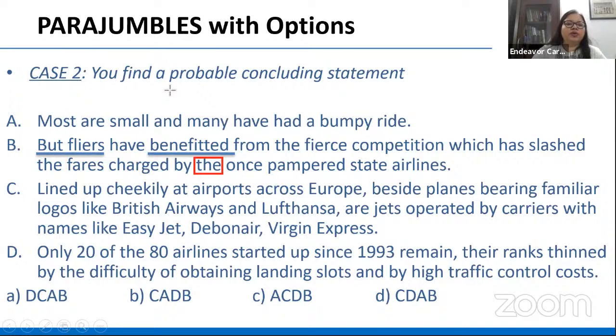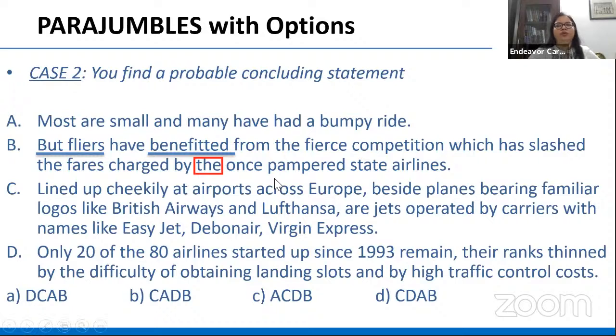Next. So, we're talking about airlines here and somebody has benefited, flyers have benefited. So I can almost anticipate somebody else has not benefited. If flyers have benefited, someone else has not benefited. And if flyers have benefited from the slashed fares, then maybe the airlines have not benefited from something, right? Let's look at it. So I start reading sentence A.